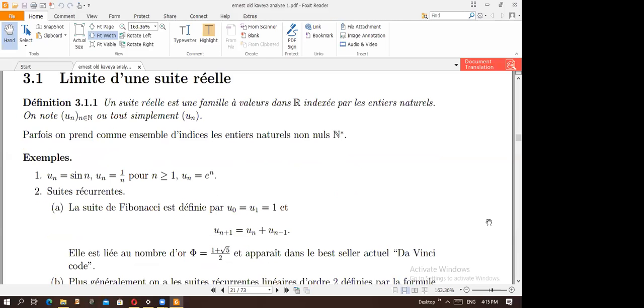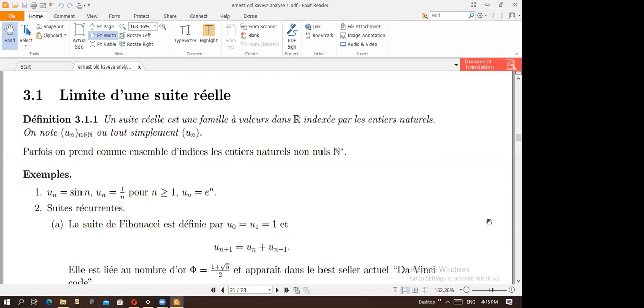So the first thing under sequences, the first thing we're going to look at is limits of a real sequence. Basically, a real sequence is a family of values found in R. And what is R? R represents real numbers. A sequence is noted as U and a small n. This is the sign here for a sequence, where n is a member of the natural numbers.